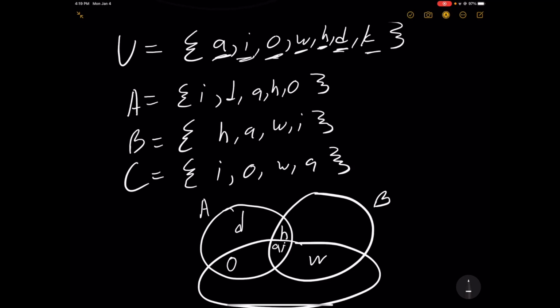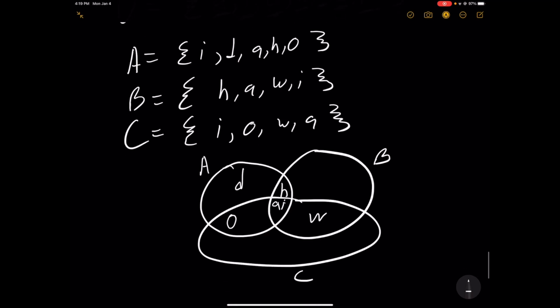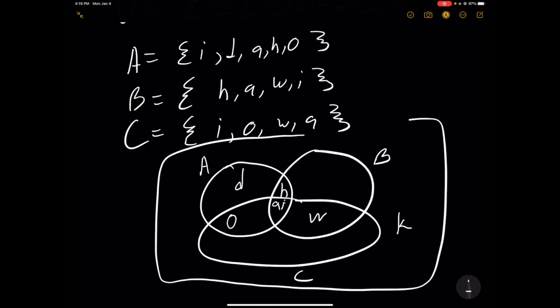And lastly, the K. There is no K in any of them, so the K is just going to be floating on the outside, just acknowledging that the K is in the universal set. And that's all there is to it. Making a Venn diagram from a universal set and given sets is just drawing the Venn diagram and filling everything in. And that is everything there is to know.